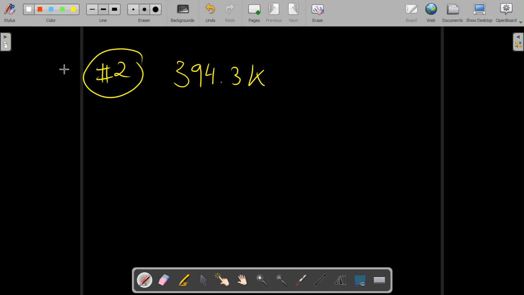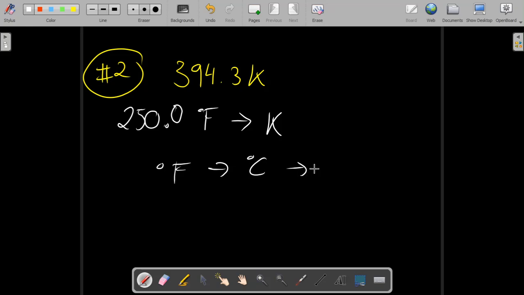So the first thing you always do is read the problem really well. It's asking you to convert 250.0 degrees Fahrenheit into Kelvin. And remember what we said, we don't have a formula that allows us to convert Fahrenheit into Kelvin directly, but we can do Fahrenheit into Celsius, and then from Celsius we can do Kelvin. So it's 2 steps. It's a problem that has 2 steps. That's all you have to do. You have the formula to go from Fahrenheit to Celsius. So that's what you need to do.